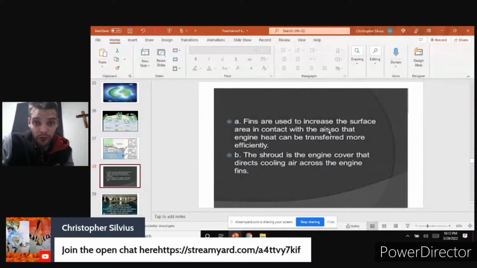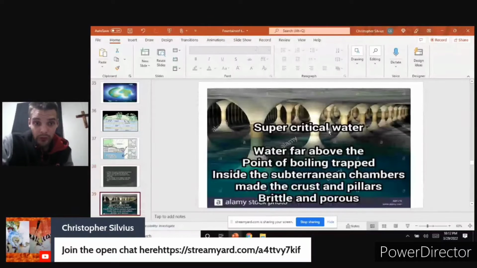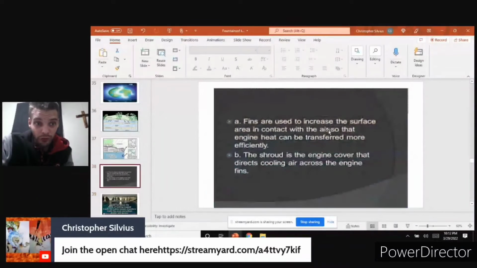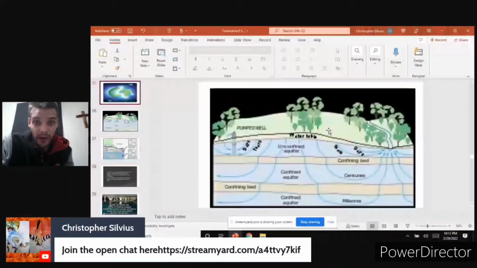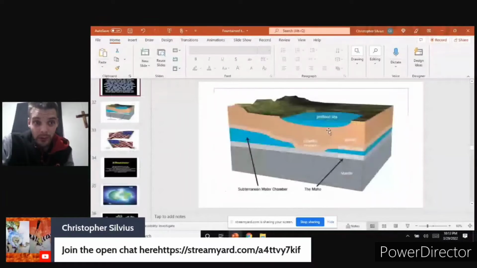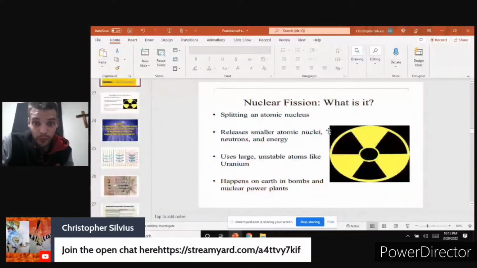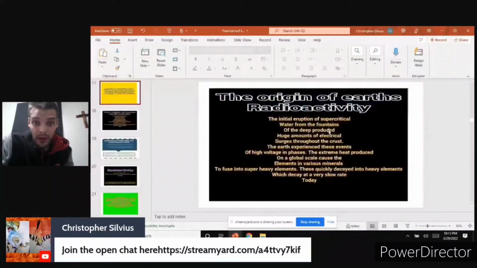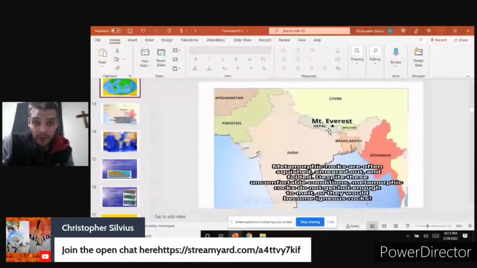So when the supercritical water is cutting these channels and pores throughout the crust of the Earth, when things get really hot at the time of the flood, when this accelerated nuclear decay is happening, one of the ways that the heat can be eliminated is just basically by increasing the surface area. And with the high velocity at which the water is escaping the Earth, much of it just goes straight through.